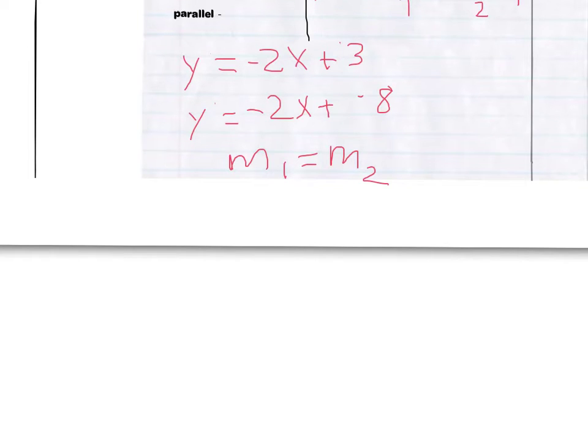Parallel lines, our next type of line. Parallel lines will have slopes that are equal to each other. So m sub 1 is equal to m sub 2. For example, if you have y equals -2x plus 3, and the line y equals -2x plus -8, we know those are parallel lines because even though they have different y-intercepts, they have the exact same slope.